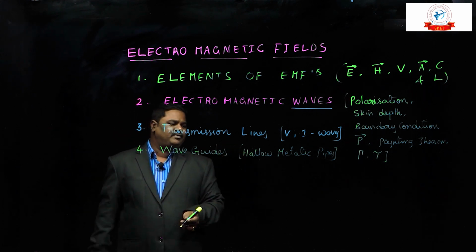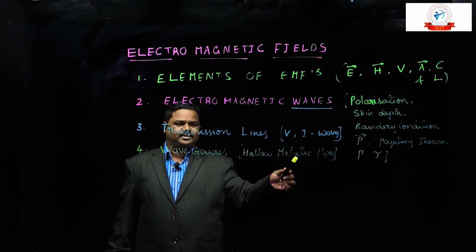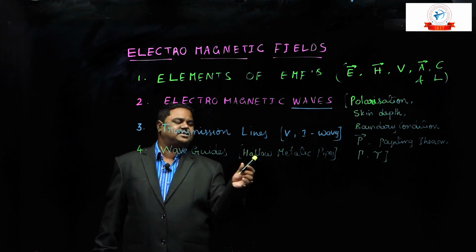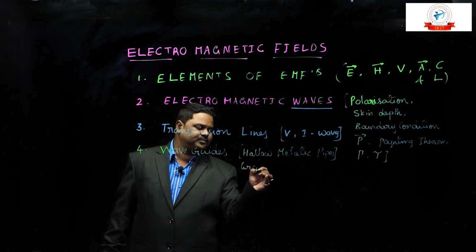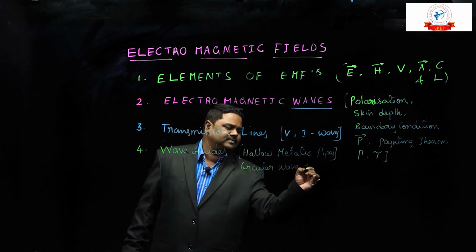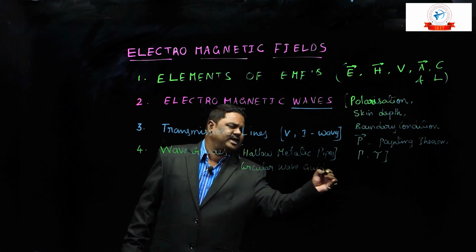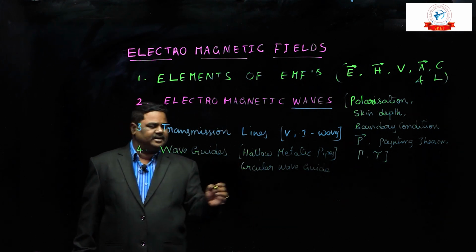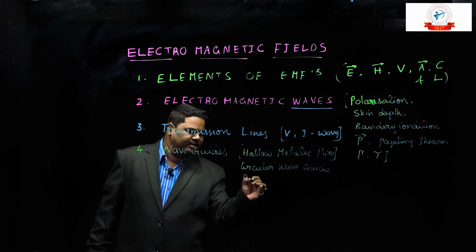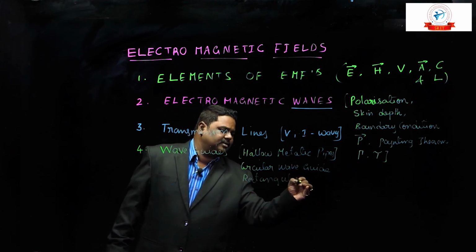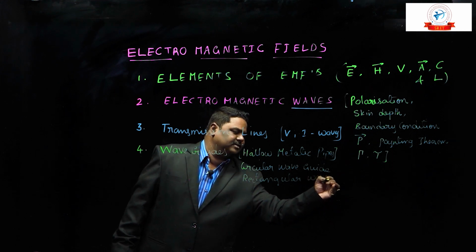Whenever you consider these metallic pipes, if the cross section of the pipe is circular, it is called a circular waveguide. When the cross section of this metallic pipe is rectangular, then it is called a rectangular waveguide.